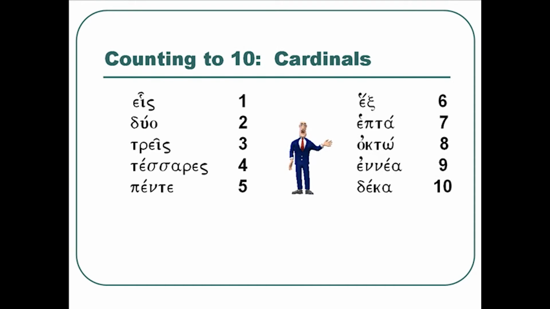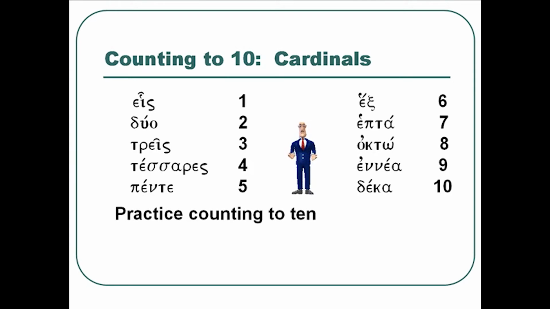Coming down on the next side, we have hex, which means 6, hexagon. Hepta, which means 7. Octo, which means 8, an octagon. Enea means 9. And deca means 10. So let's run through these a couple, 3 times just to learn how to count to 10.